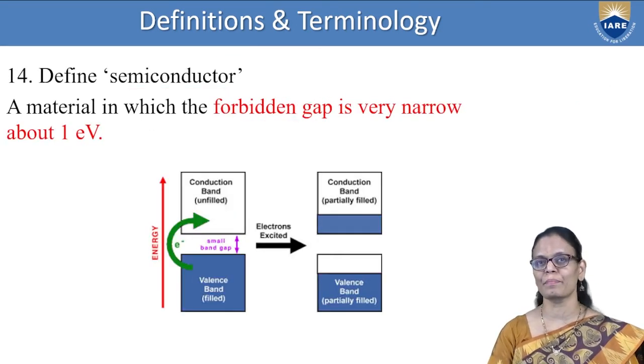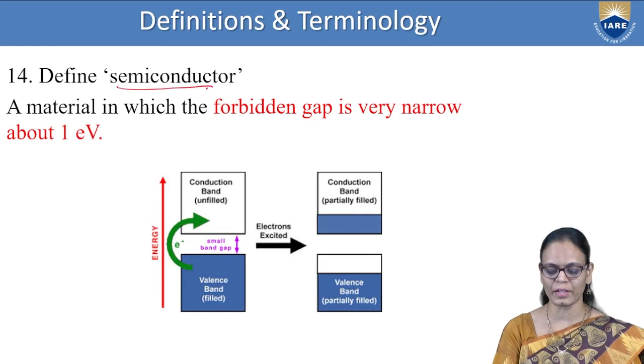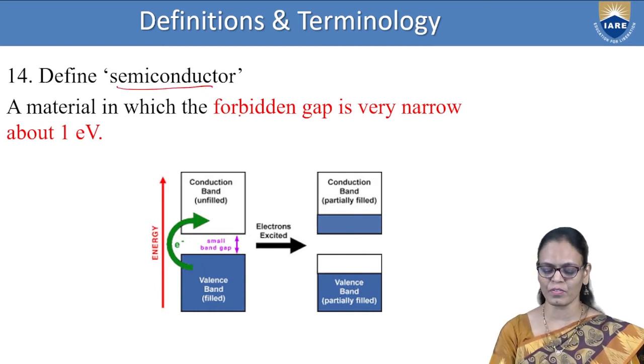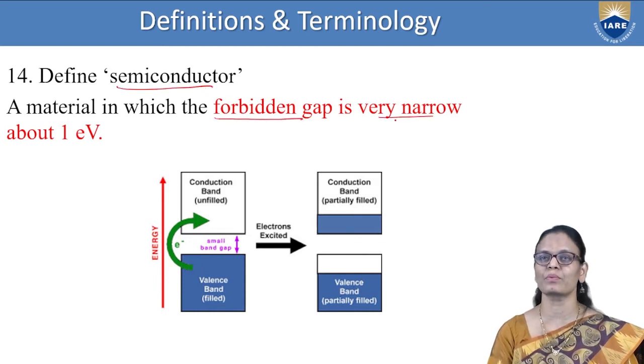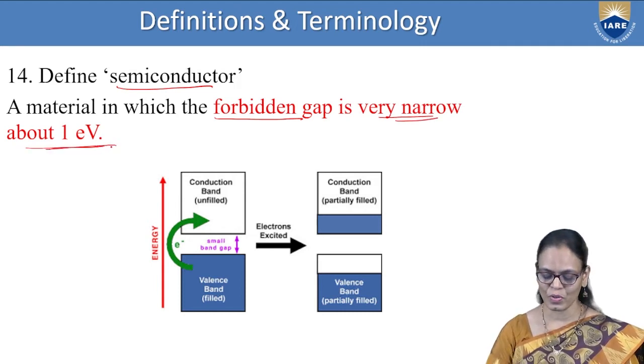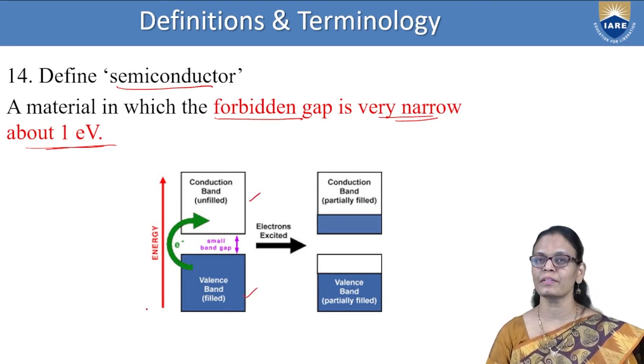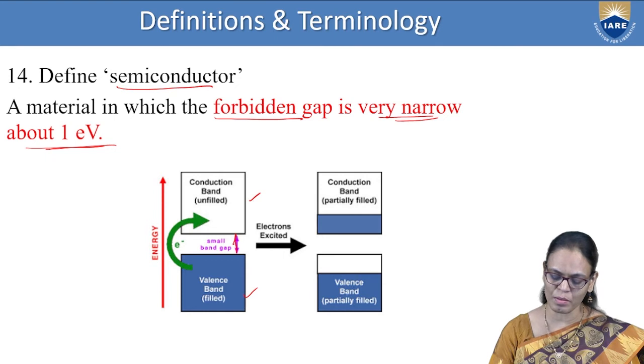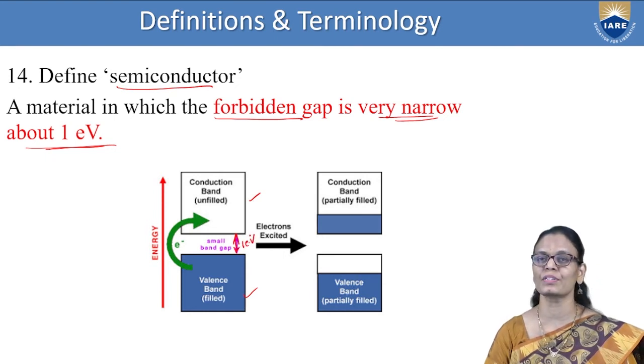Now define a semiconductor. What is a semiconductor? A material in which the forbidden gap is very narrow, that is, of the order of 1 electron volt. So here you see the valence band. This is the conduction band. And there is a small band gap. This band gap is of the order of 1 electron volt.